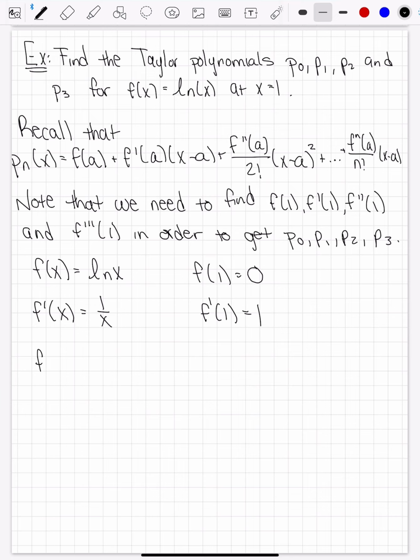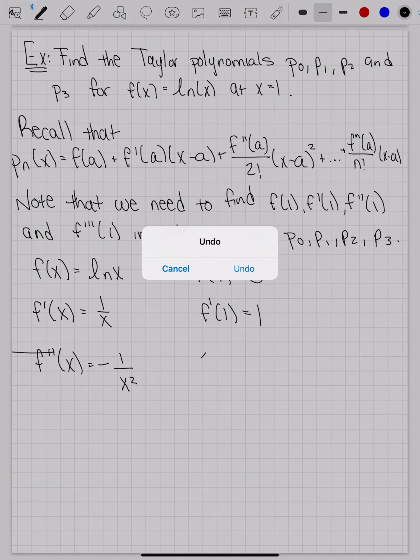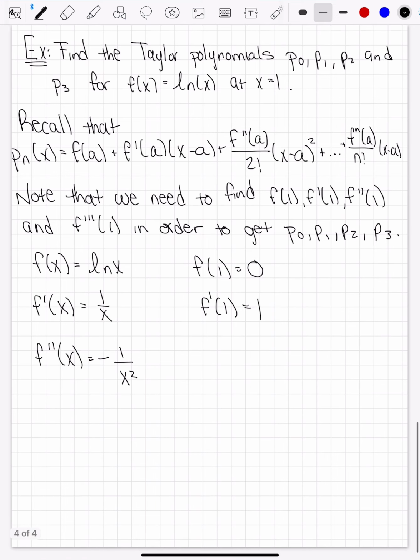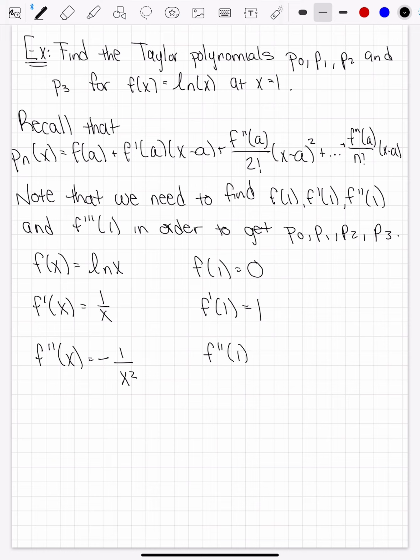And then if we do f double prime of x, we would see this as x to the negative 1, and we would do a power rule on it. So we would get negative x to the negative 2, so that's negative 1 over x squared. And then if we plug in 1 into our second derivative, that's negative 1 over 1 squared, which is just negative 1. So I'll just clear up all the scratch work.